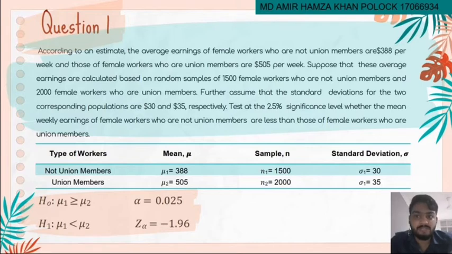We need to test at the 2.5% single level whether the mean weekly earnings of female workers who are not union members are less than those of female workers who are union members.